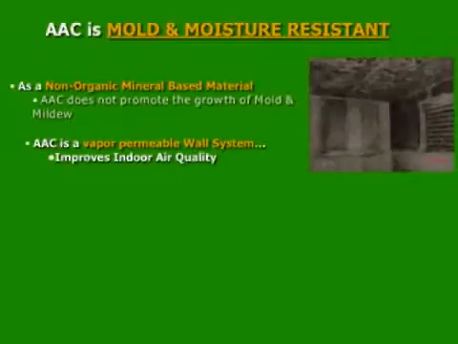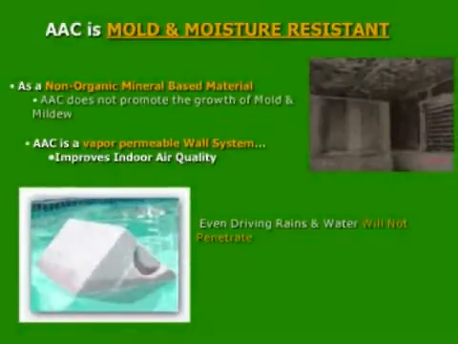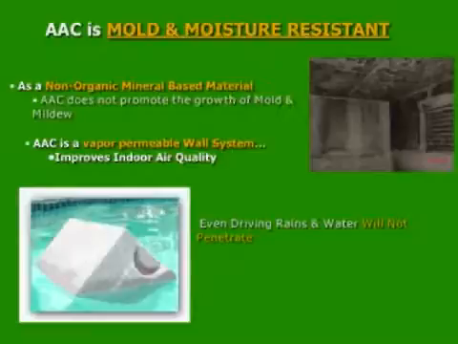AAC is a vapor-permeable system, so any moisture in the room can travel safely through the wall and escape, while the water molecules, which are far larger, cannot travel through the material. By the way, the correct moisture content in the room should be between 40 and 60%, which AAC can easily assure. This improves the indoor air quality. Even driving rain and water will not penetrate. As you can see, AAC even floats. So if we ship AAC to an island, don't worry, your material will arrive.